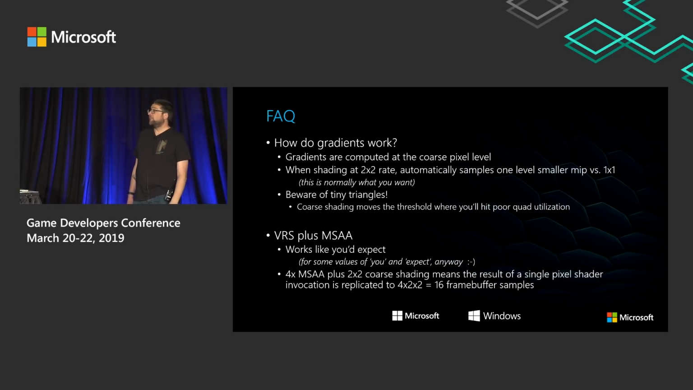Another common question is, how does MSAA work in this world? And yeah, the two are compatible. If you have MSAA enabled and then do variable rate shading over the top, first, the variable rate shading will replicate a single value to multiple pixels. And then MSAA will replicate that pixel value to multiple samples within it. You can end up with very high sample counts this way, but that's sometimes useful.